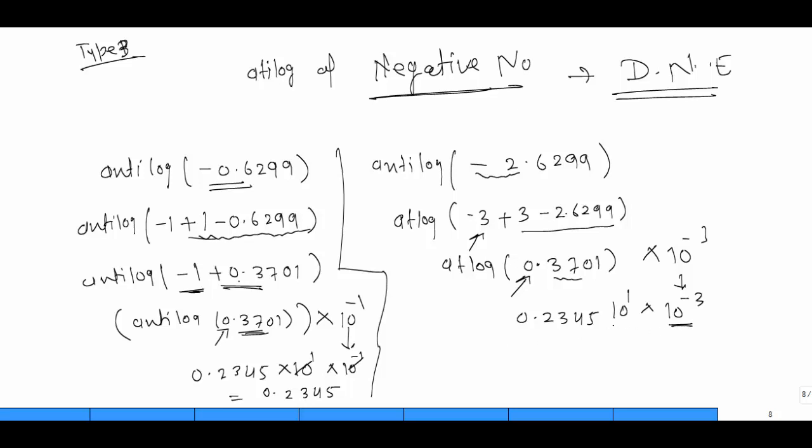If you want, you can finalize this. It is 10 raised to minus 3 and 10 raised to 1, that means 10 raised to minus 2. So 10 raised to minus 2 means 2 decimal places. So you get 0.002345. That is the antilog of this thing. We can take one more example, like the antilog of, suppose, minus 43.6299. What will we do here?